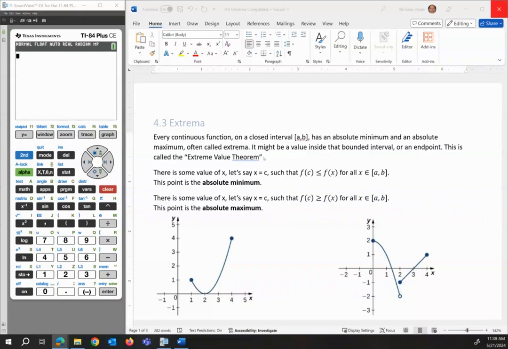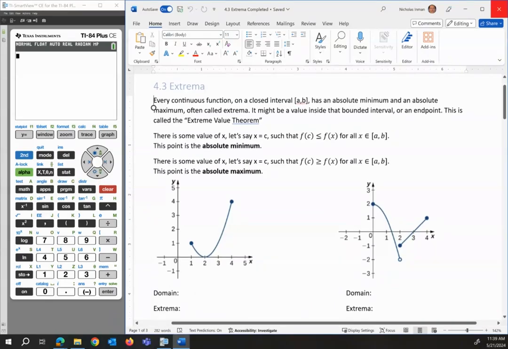All right, chapter 4.3, talking about Extrema. This is a topic that we have covered, but we're really going to make sure that we have the right words and get a better understanding of the idea. Every continuous function on a closed interval, so pick two values of x, has some form of an absolute minimum and some form of an absolute maximum. We call these values extrema. It might be the endpoint of that closed interval, or it might be somewhere in the middle. This idea is called the extreme value theorem.